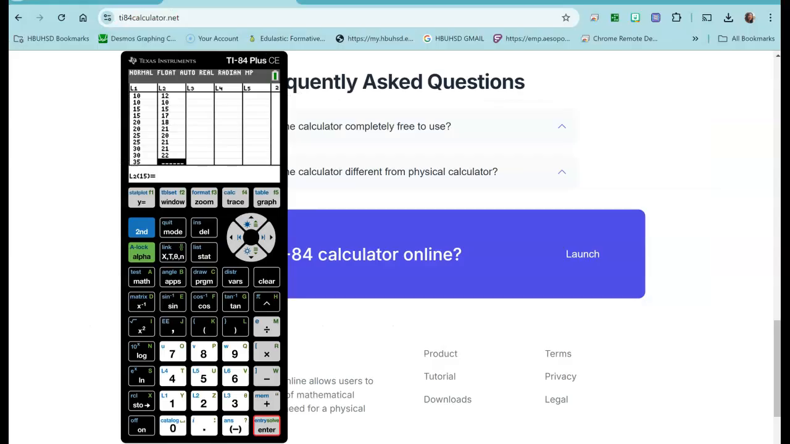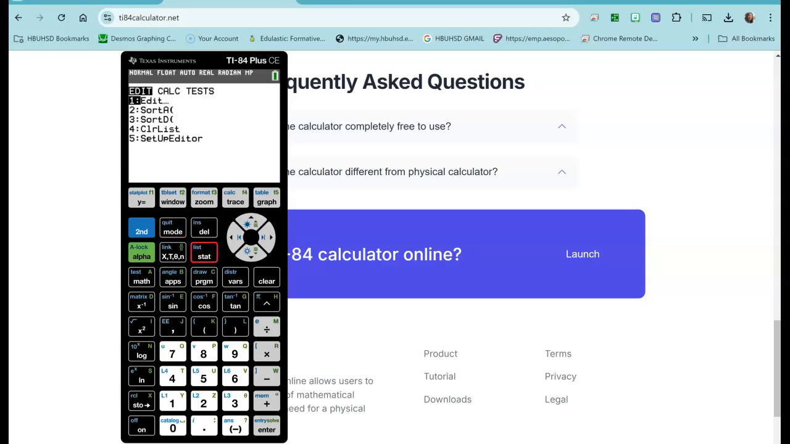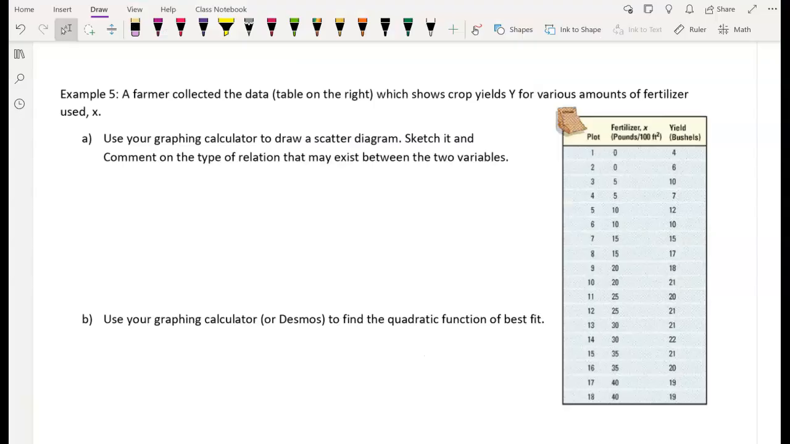Sketch it and comment on the type of relation that may exist between the two variables. So please take out your calculator, and this is how you are going to use your graphing calculator to do a scatter plot. First, I want you to find the button that says stats and press it. Once you're in here, you're going to see edit, calc, and test. Under edit, I want you to hit enter on edit. In here, to save some time on the video, I've already entered all of the 18 data set from our problem. Remember, the numbers 1, 2, 3, 4, 5, 6, 17, 18 here are not relevant for us. We only need to enter in the inputs and the outputs.